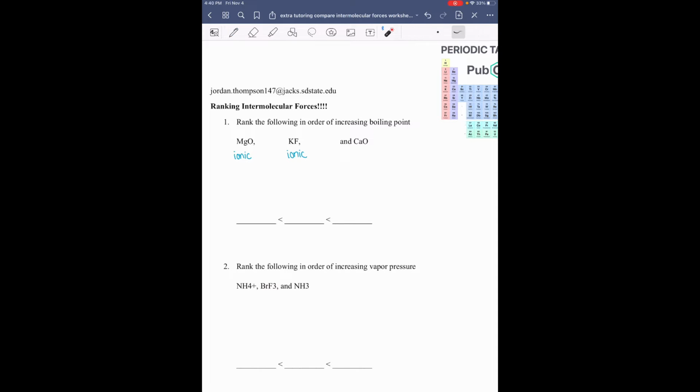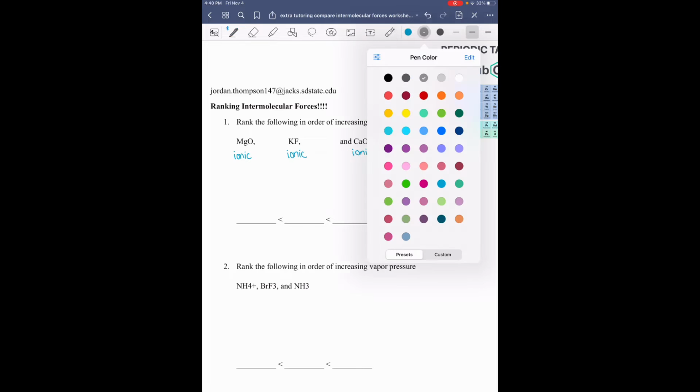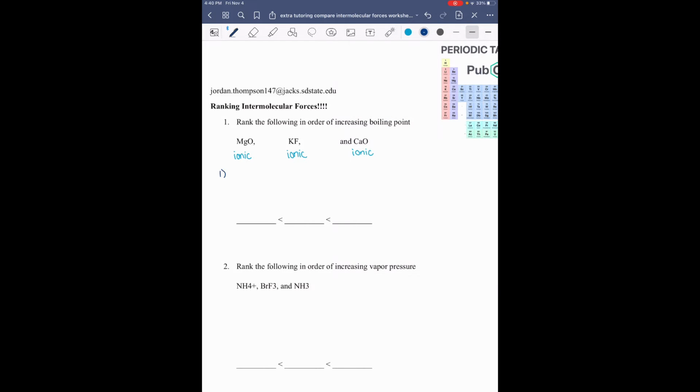And then we have CaO, and Ca, calcium, is an alkaline earth metal, so another ionic species. So we have ion-ion interactions. So what did I tell you guys? How do we compare this then? Charges first, that's more important. Charge, and then size. So let's go through our charges.